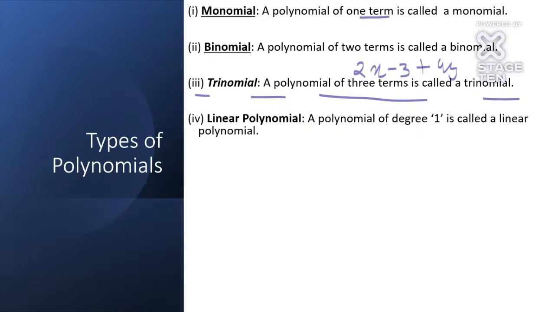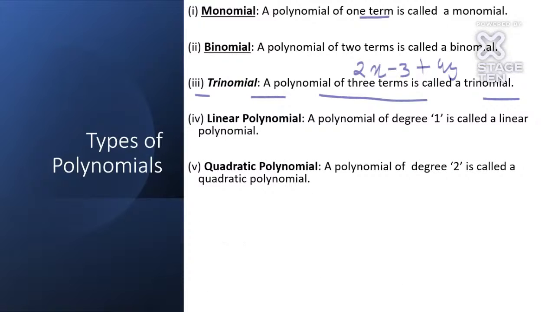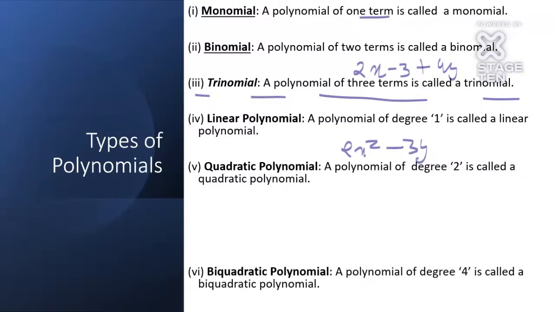Now, based on power, what do I have? Linear polynomial means where the power is 1. Linear means 1, so power will be 1. That is a linear polynomial. Quadratic means when the power is 2. For example, 2x square minus 3y. So here what is the highest power? 2. So this becomes a cubic.